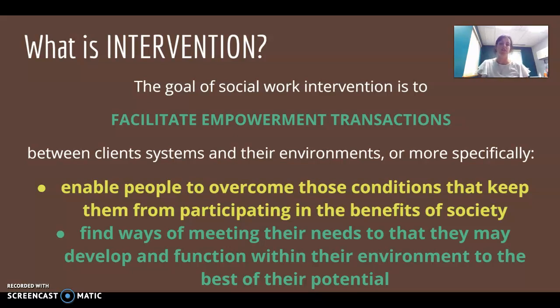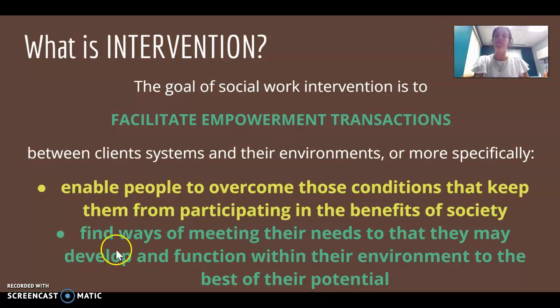So interventions are just finding ways to empower and enable people to overcome whatever barriers or life experiences are occurring that keep them from participating in the full benefits of society. So if you're thinking about that on a macro level too, that could be like a policy change, if something is preventing a client system from engaging fully.